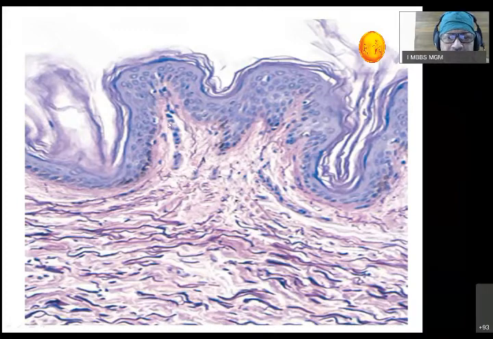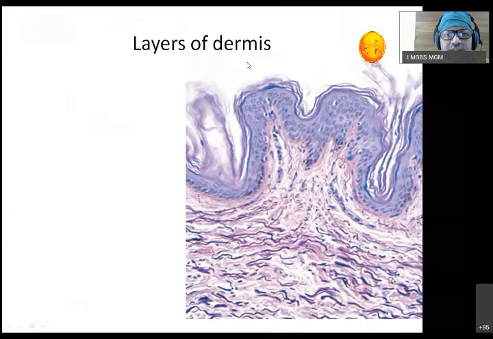So the part which is just beneath the epidermis is called the papillary layer. Deeper down, this is the reticular layer. So these are the two words we use. So we'll see first the layers of the dermis. One, papillary layer. So this part is the papillary layer.